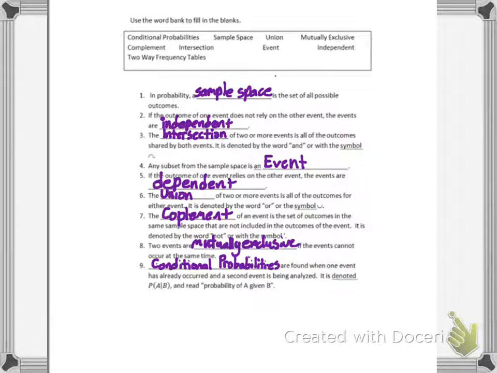The complement of an event is a set of outcomes in the sample space that are not included in the outcomes of the event. It is denoted by the word "not" or with the symbol prime, or you may also see it with a bar. Two events are mutually exclusive if the events cannot occur at the same time. Conditional probabilities are found when one event has already occurred and the second event is being analyzed. It is denoted with probability of A given B.